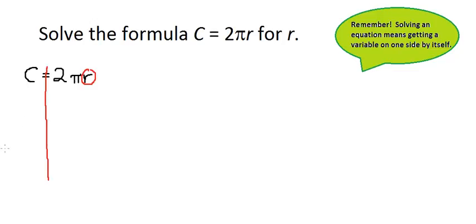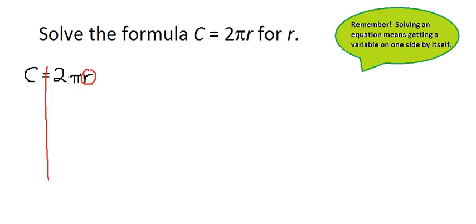All right, so let's look at what we have here. We've got the r, and we know that's what we want to get by itself. So we look at what's on the same side. We've got a 2 and a pi, and all of this is multiplied. Remember, pi is a number. It's about 3.14, so if we multiplied 2 times pi, that's going to give us about 6.28. That's just one number.